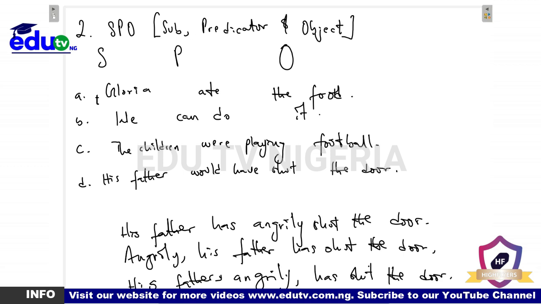See another possibility, and I could finally say, his father has shut the door angrily. So whichever way you want it, it's no problem. The summary is that your optional adverbials are mobile. They can come before the subject, between the subject and the predicator, after the predicator, after the object, wherever. And then, like I said again, also we can have more than one optional adverbial.